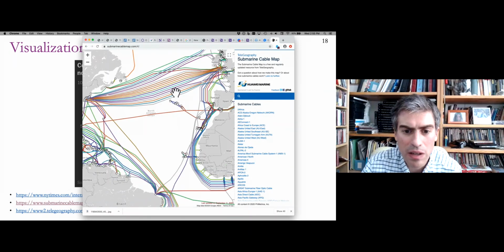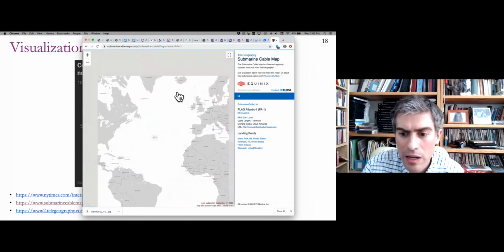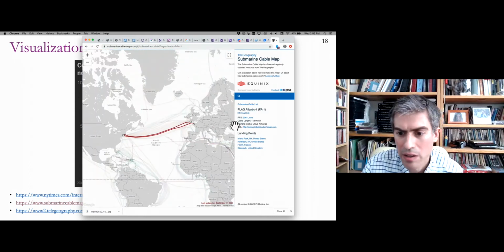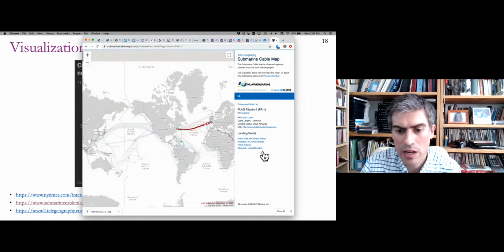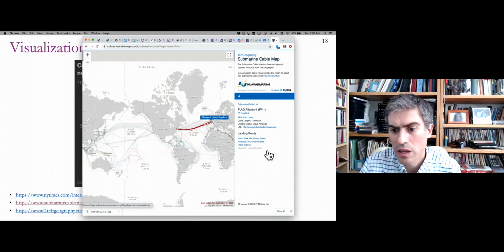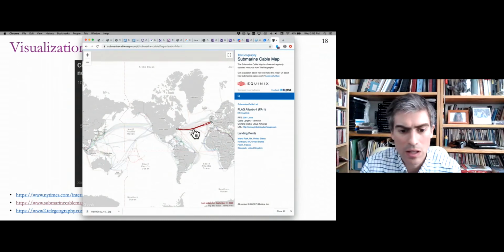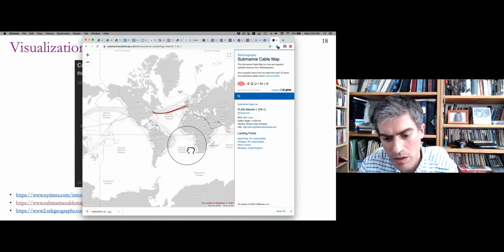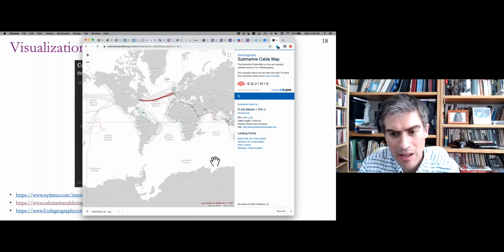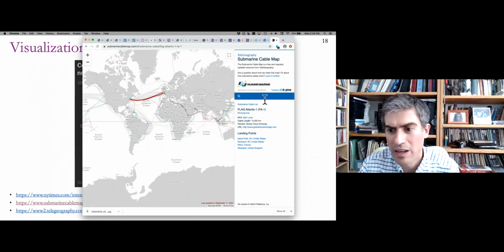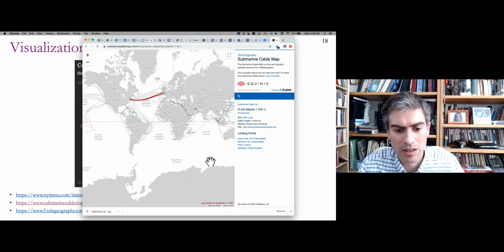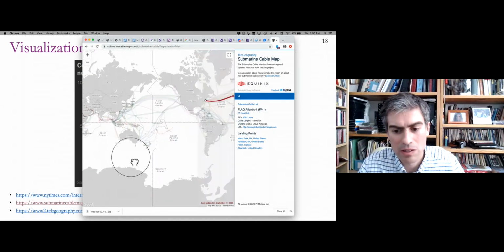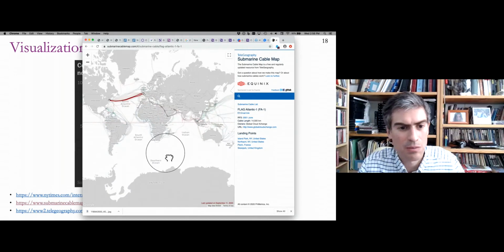So if you click one of them, it tells you a bit about it, like when it was created and who owns it, the length. So it's pretty cool, and you can see exactly where they are. And you can see, I think, yeah, it looks like there still are not any links to Antarctica, unfortunately, for all those penguins. They still don't have Facebook down there.